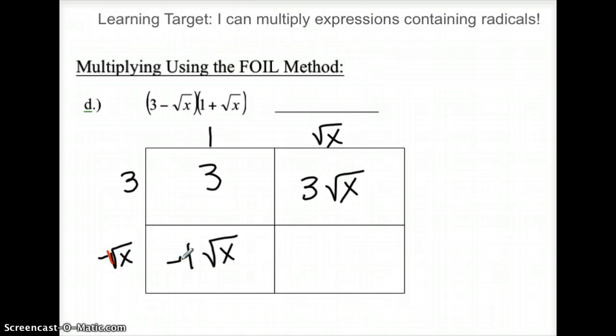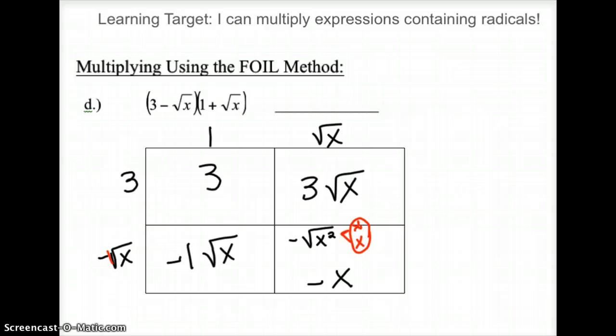-1 times 1 still is -1. Okay, negative radical x times radical x. Well, I could do this, make it -x squared, because the x times the x. But then if you think about a factor tree, you break it up, x and an x, and that's a pair. So an x would come out. So really, I'm just looking at a -x.